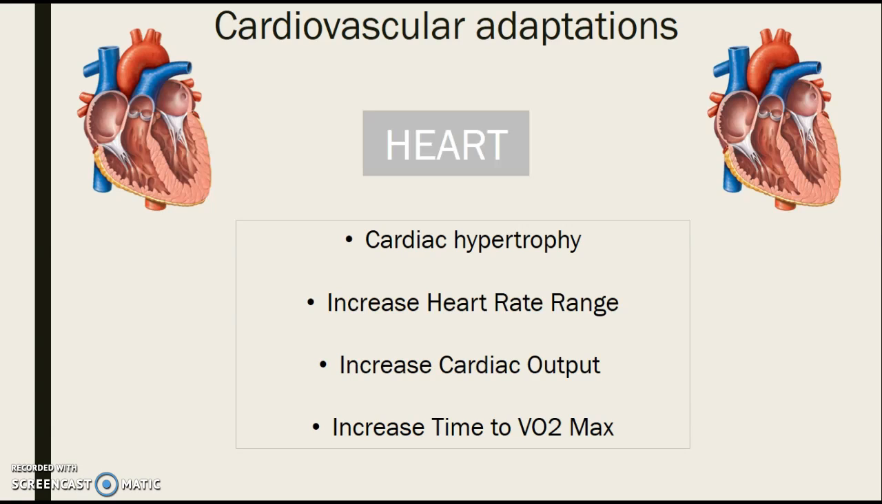Aerobic adaptations to the cardiovascular system also include cardiac hypertrophy. This is due to the heart working hard for long periods of time. This can help increase stroke volume, which is the amount of blood ejected from the heart after one beat. This occurs as the heart will become stronger.